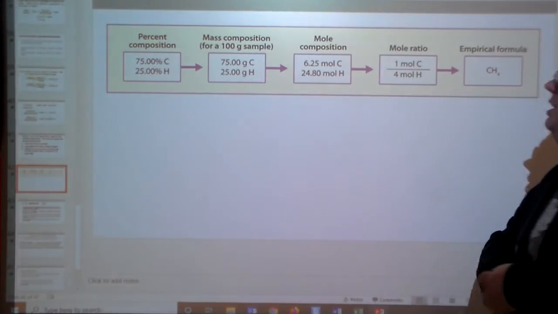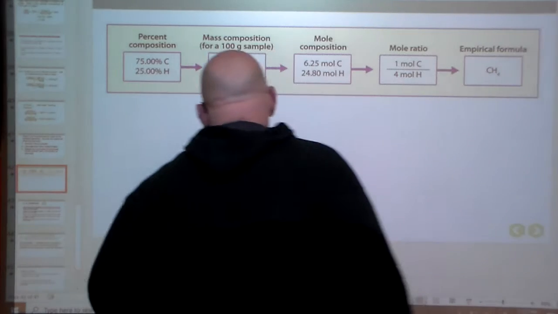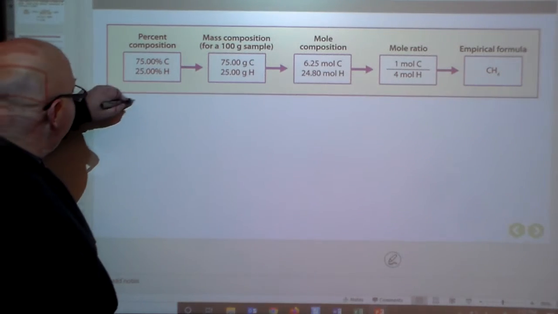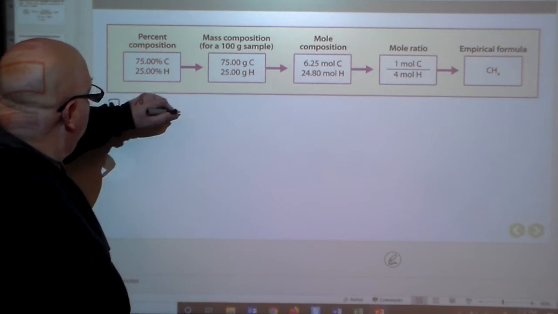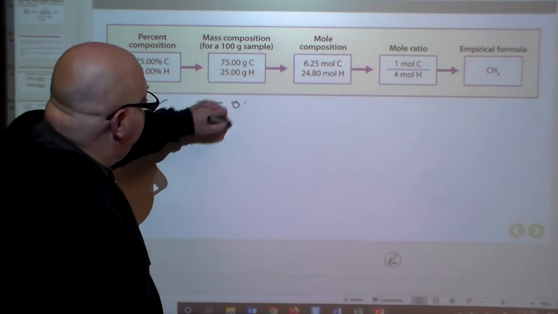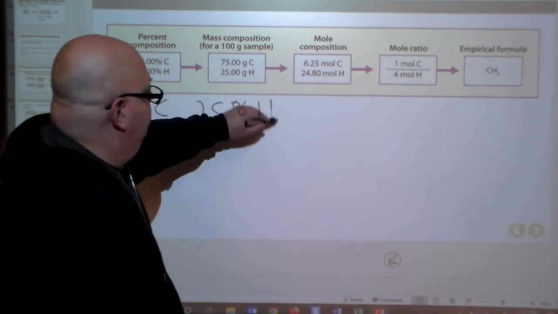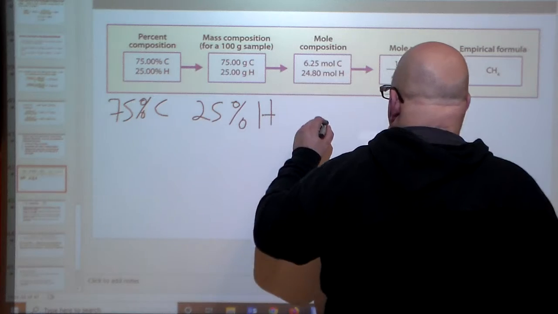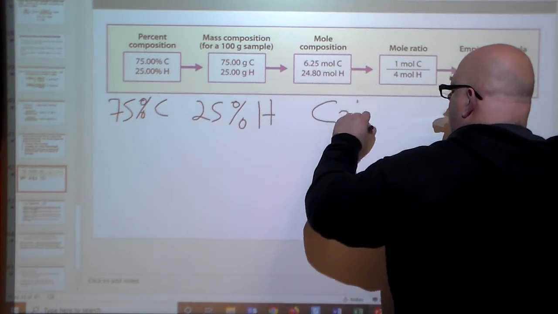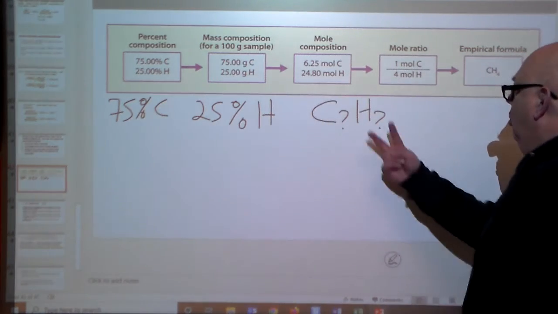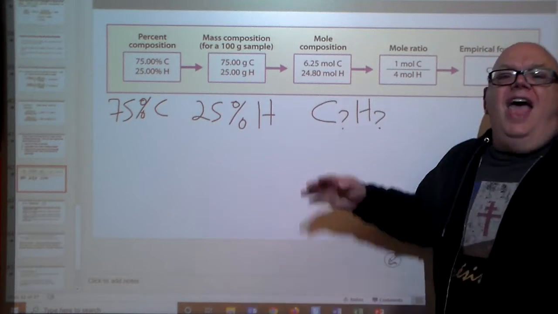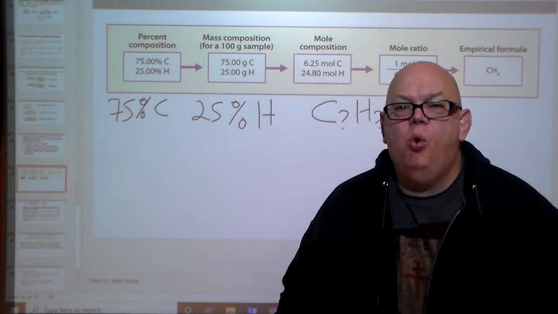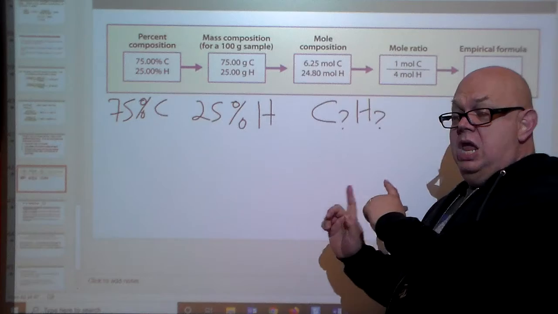Here, so I have an example here. I happen to have 75% carbon, 25% hydrogen. So they're asking us, what are the subscripts? That is the entire point of this video right here.